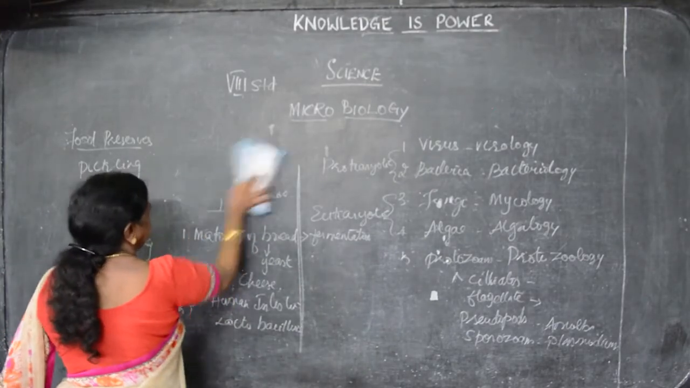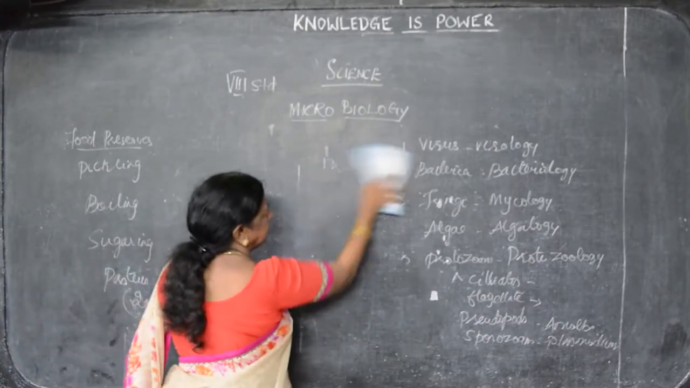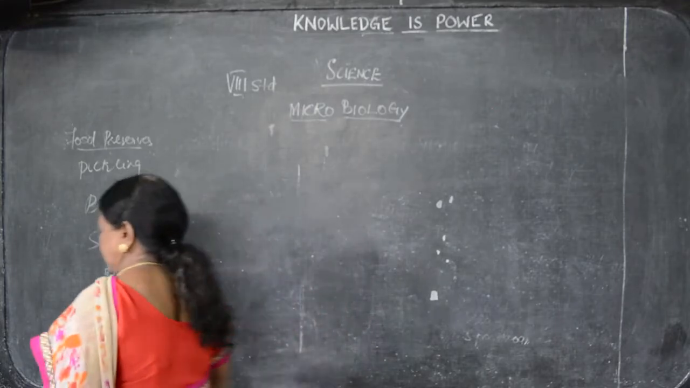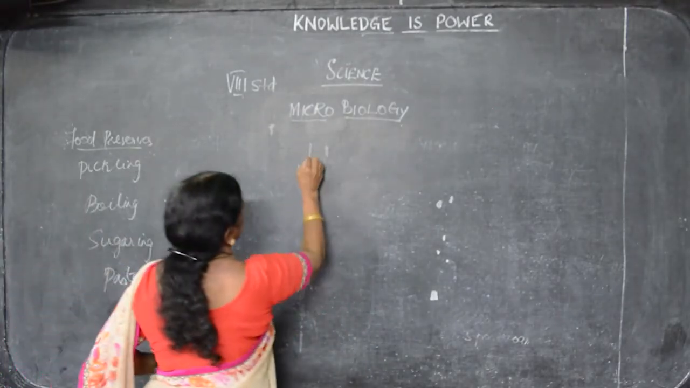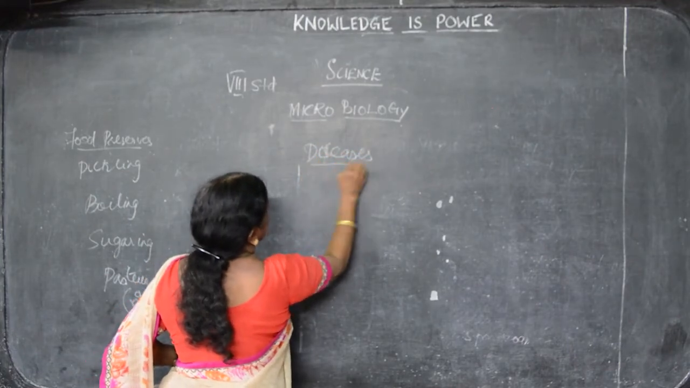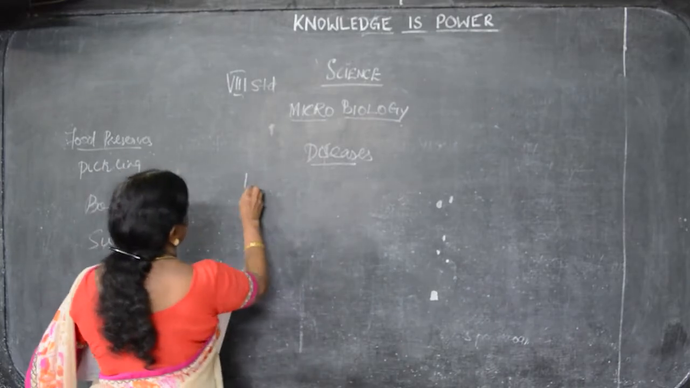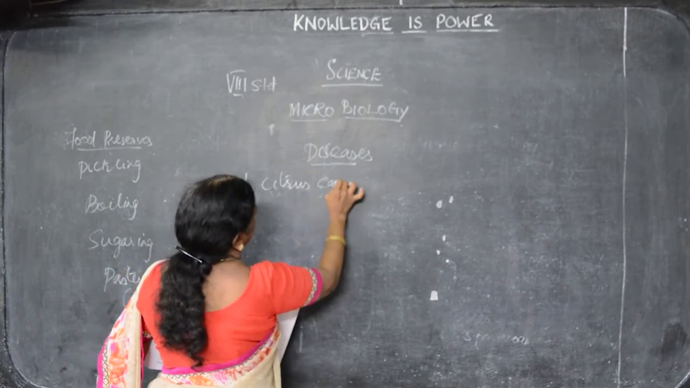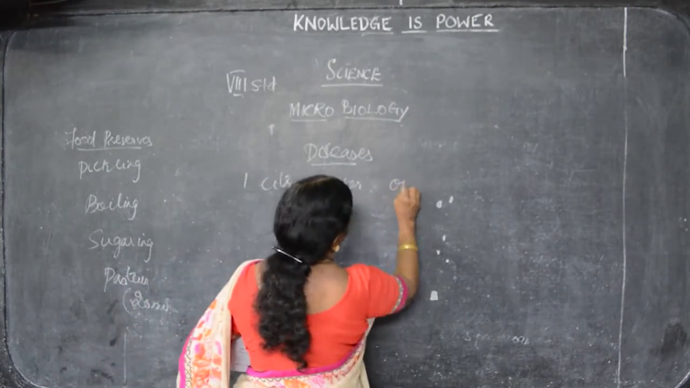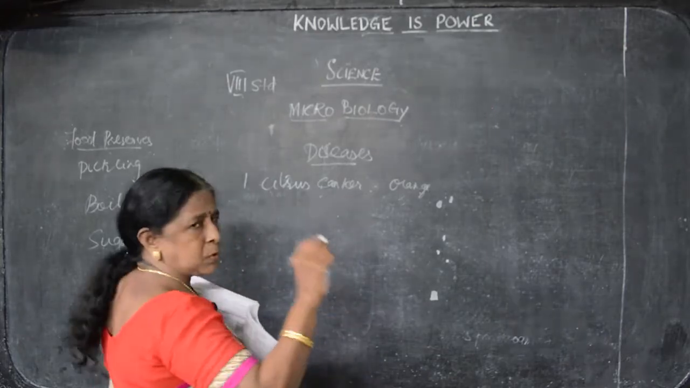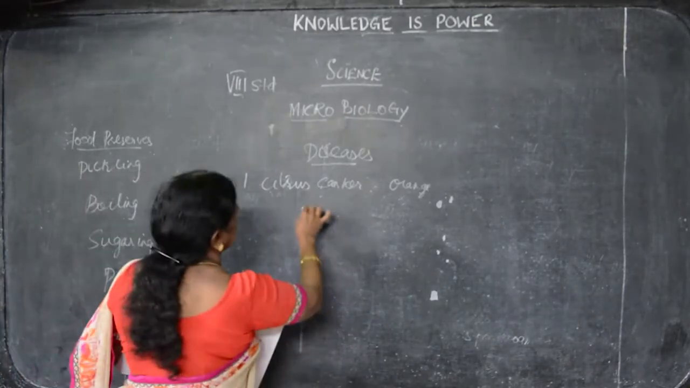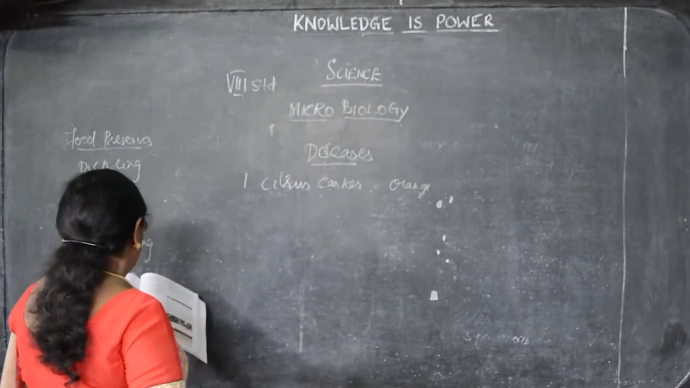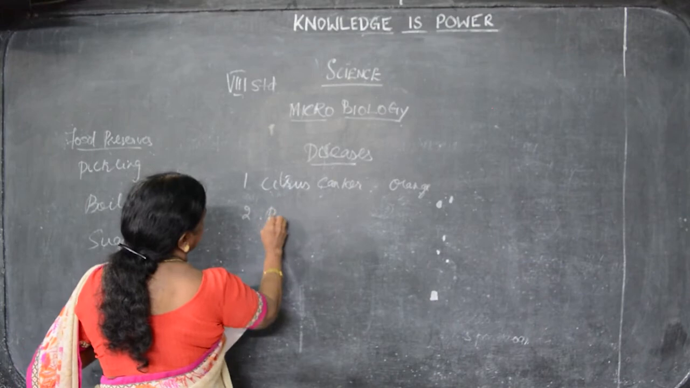Let me say what diseases plants suffer from. Now see the diseases caused by microbes. First one, citrus canker. What things come under citrus fruits? Orange, gooseberry and so on come under citrus. We have seen the spots on the top of the fruit. That is canker. Citrus canker is a disease of the plant caused by a microbe, a bacterium named Xanthomonas. Then potato also suffers from diseases. Potato blight.